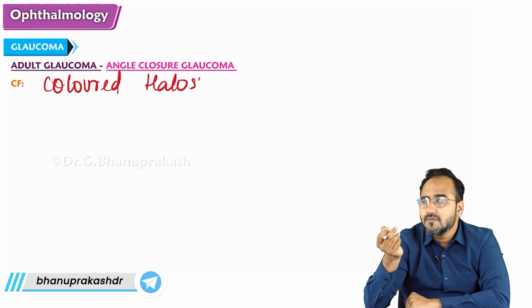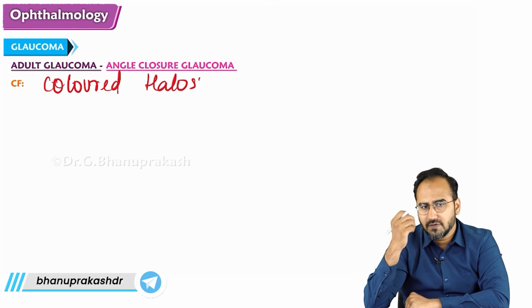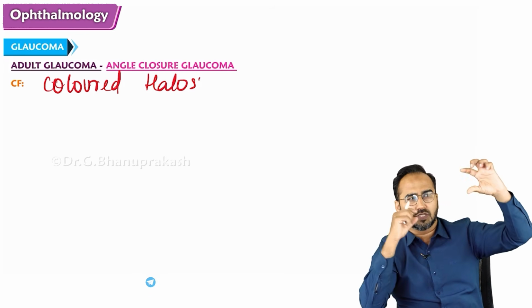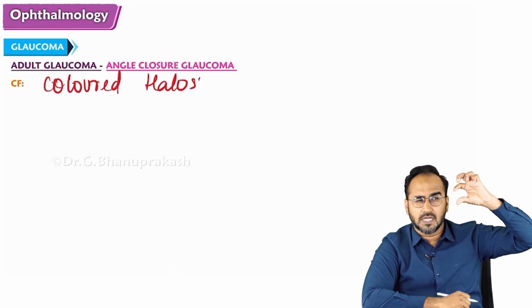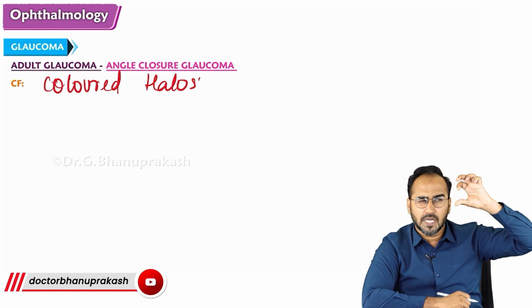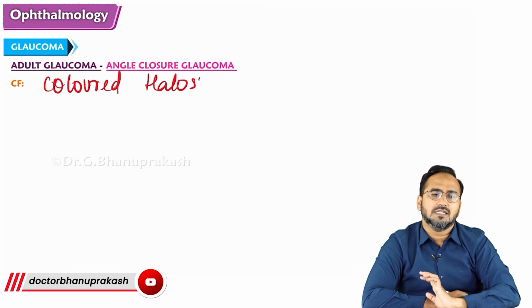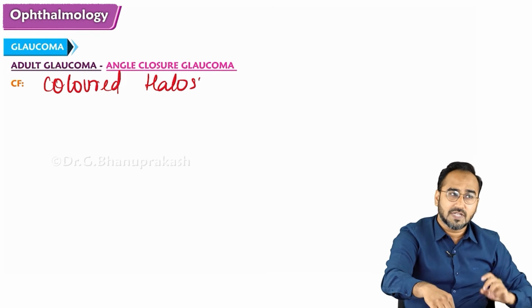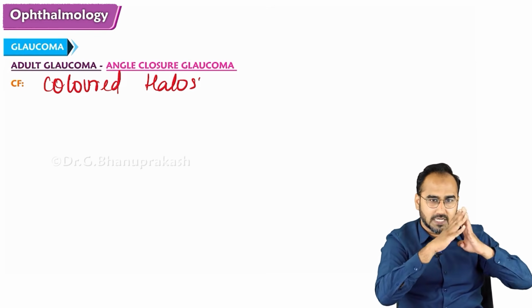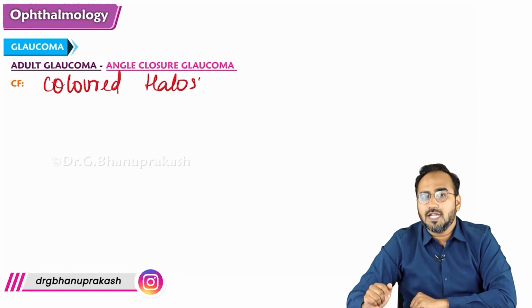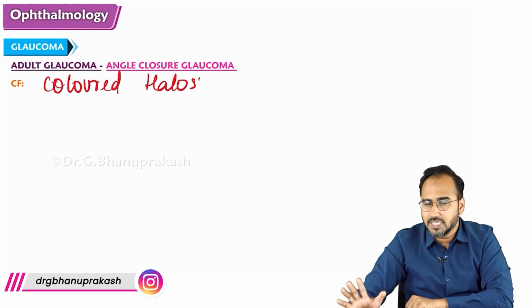In Fincham's test, we use a stenopeic slit. We use a disc-like thing. Basically there will be a bright source of light. We keep a disc in front of the eye, and that disc will have a hole. We tell the patient to look inside the hole. If he sees colored halos which are splitting into many colors, then it is a case of cataract.